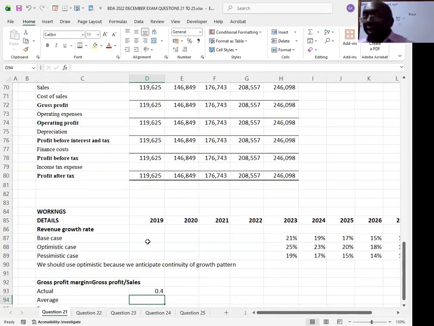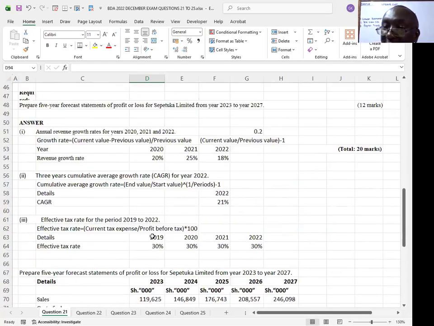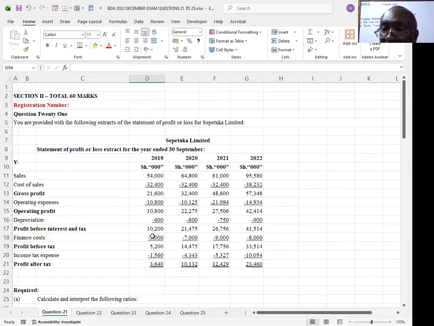No, we are in 2019. We are taking the figures of 2019. Ama mimi nachukua ya 2020. 2019. We are taking the figures of 2019. This one and this. So Kadia and Peter, are we now aligned?